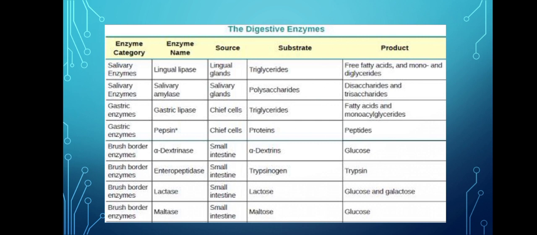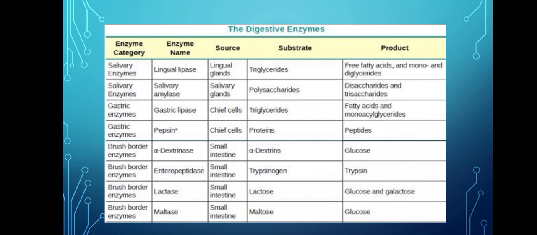The substrate of the lingual lipase is triglycerides, and the salivary amylase substrate is polysaccharides. The product from the lingual lipase is free fatty acids and mono- and diglycerides. And the product from the salivary amylase is disaccharides and trisaccharides.